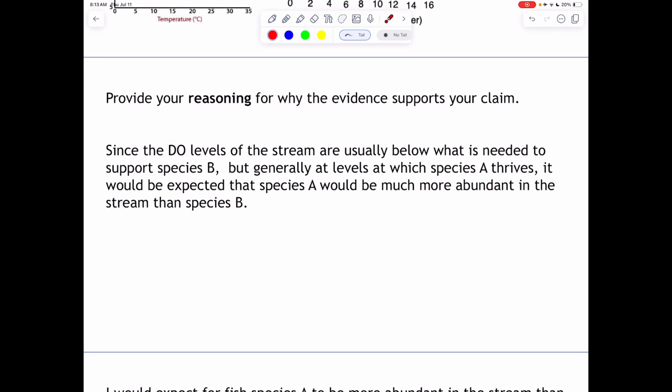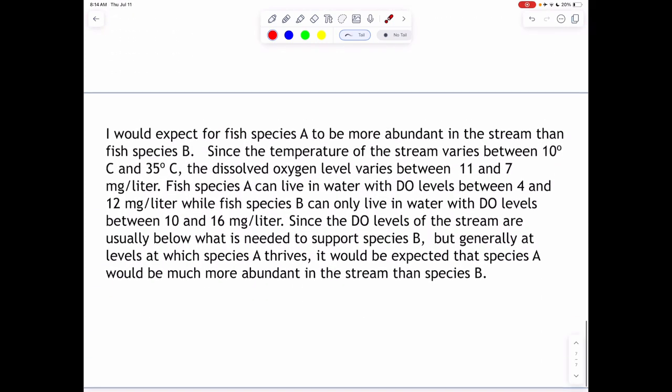So, since the DO levels of the stream are below what is needed to support species B, we're starting with that. They're at the levels to support species A. It would be expected that species A would be much more abundant in the stream than species B. I know that's so redundant, and you're like, I'm just repeating myself over and over again. I know. But it's so important to put that reasoning in there to kind of close out your argument. This here would be your final argument.